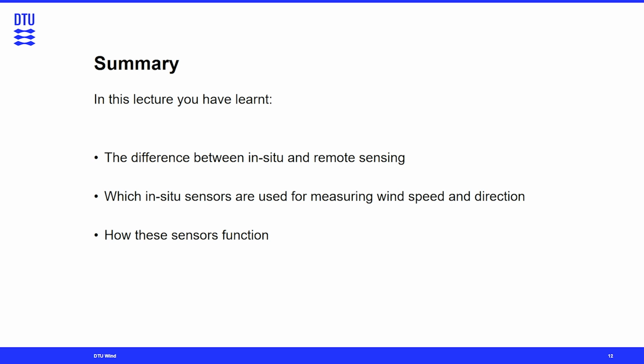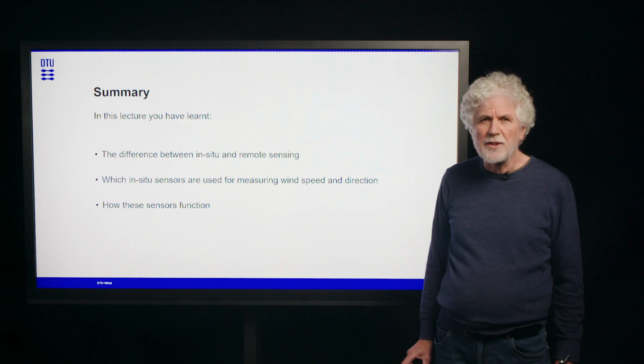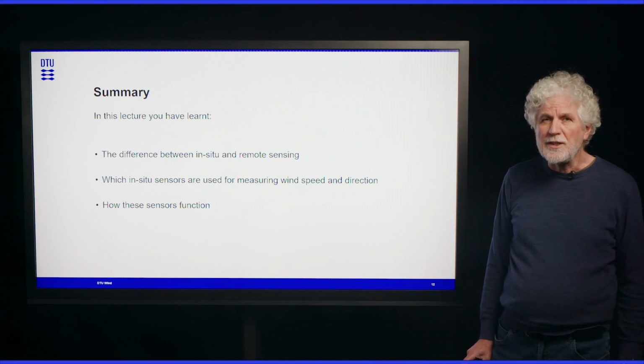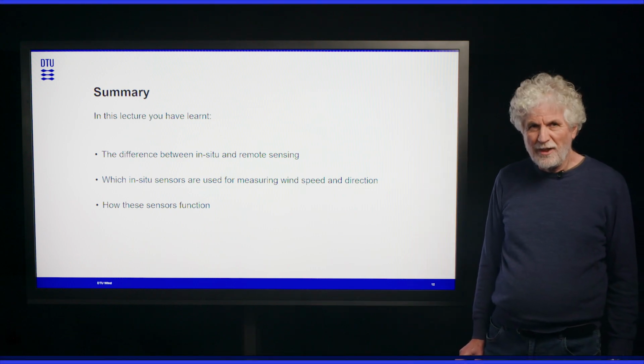So, in summary, in this lecture, you have learnt the difference between in-situ and remote sensing, which in-situ sensors are used for measuring wind speed and wind direction, and how these sensors function. Thank you for listening.